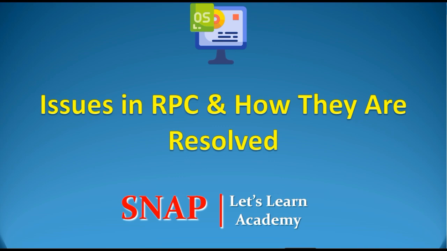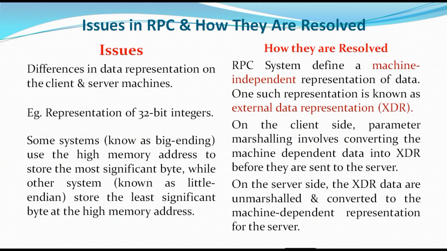The first issue is the difference in data representation on the client and server machines. Irrespective of their configurations, both the client and server computers can communicate with each other, and the processes can exchange messages through RPC. But the issue is that when data is represented on the client and the server machine, there might be a different data representation on both machines.